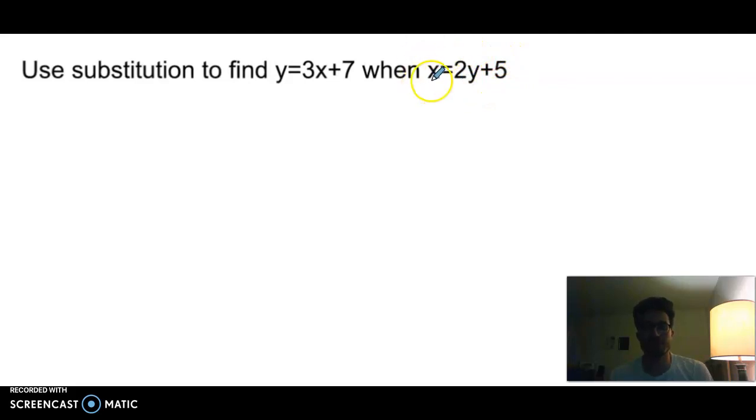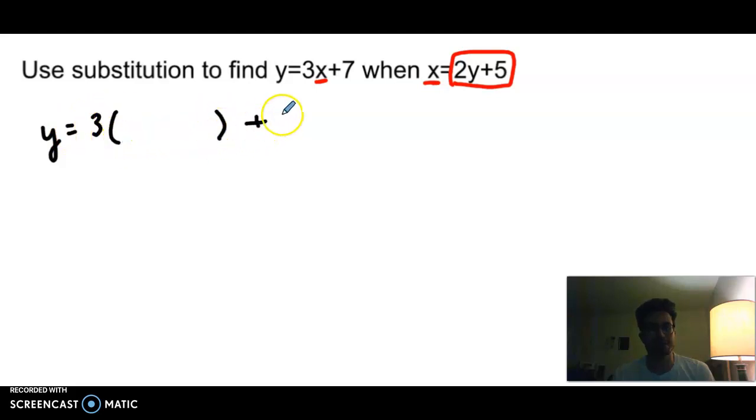So whenever we see an x, we have this expression. So I'm going to rewrite my equation. I have y equals 3 times x plus 7. And in place of x, since x is equal to this, I'm going to put 2y plus 5.